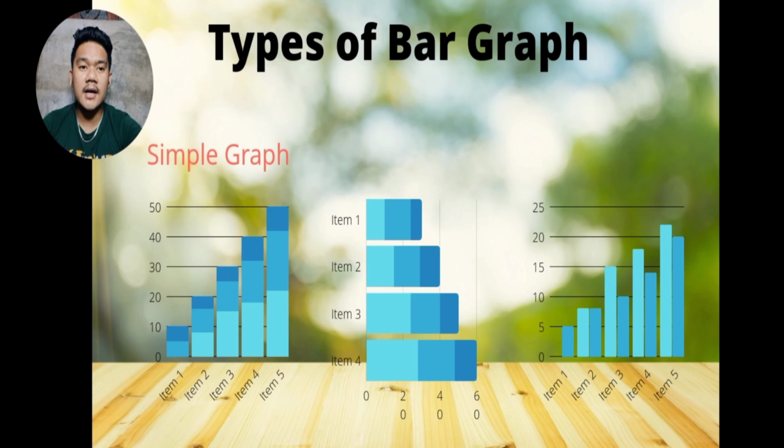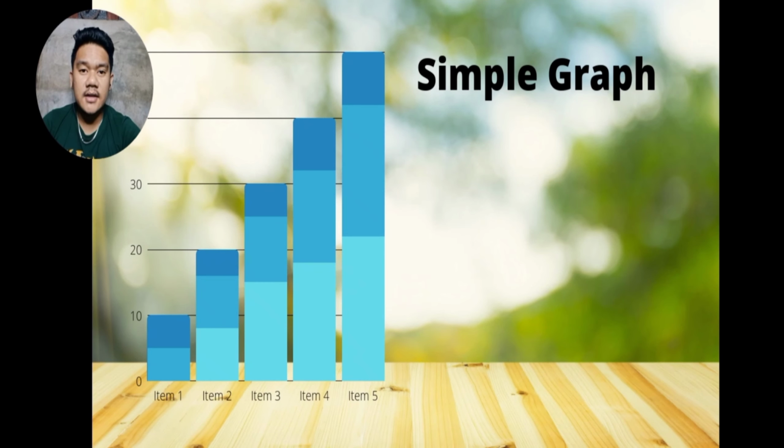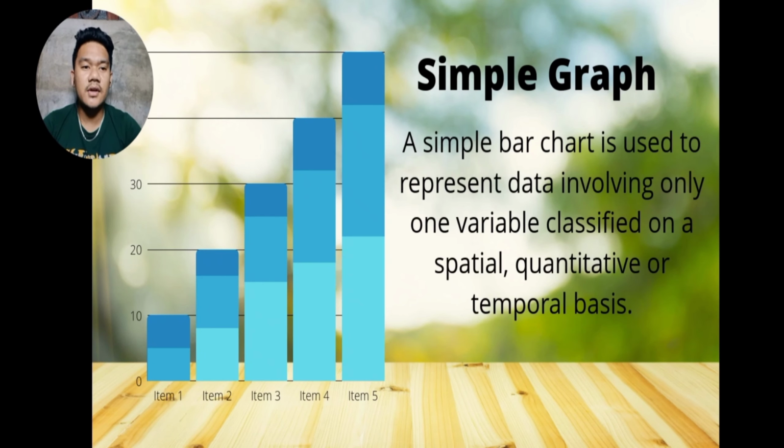So, the types of bar graphs. First is the simple graph, second is the horizontal graph, third is the double graph. Let's discuss first the simple graph. A simple graph or simple bar chart is used to represent data involving only one variable, classified on a spatial, quantitative, or temporal basis. This type of graph is very conventional among the other types of bar graph because it represents only one variable, to monitor the improvement and deterioration of the represented data.